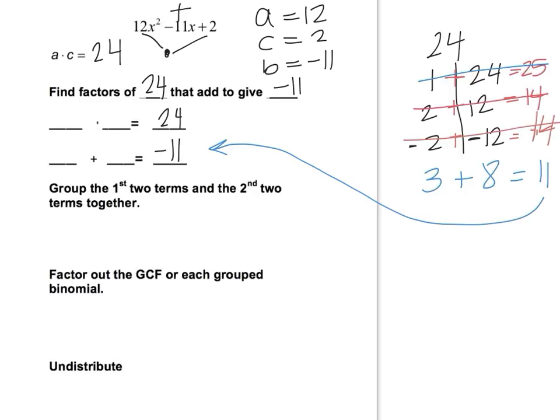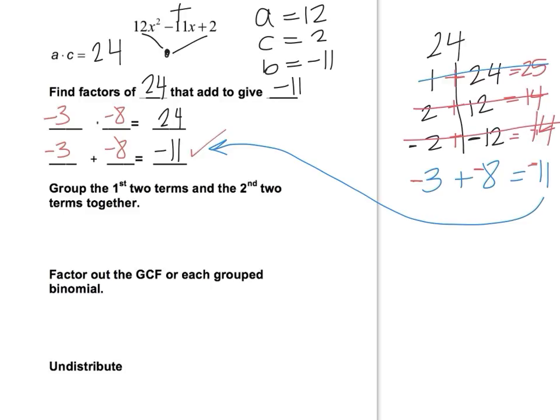So that means if 3 times 8 is a 24, I know that negative 3 times negative 8 is also a positive 24, because negative times negative is a positive. Now when I add negative 3 and negative 8, that would give me negative 11. So there you go, I got what they wanted. And the two numbers are negative 3 and negative 8. So I found the two numbers.